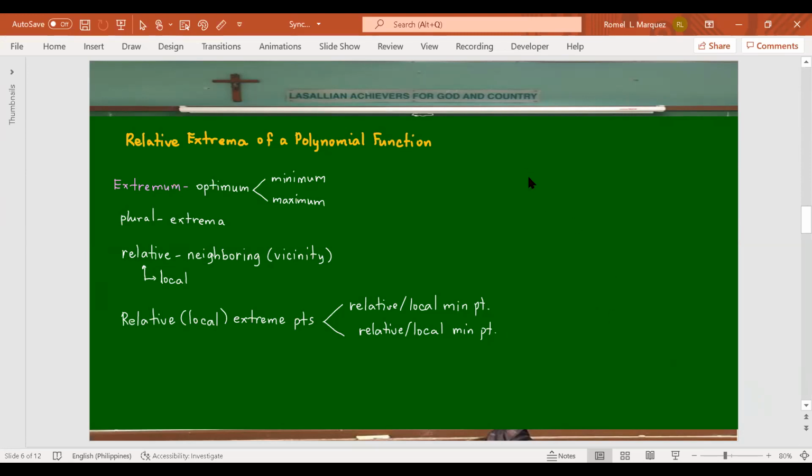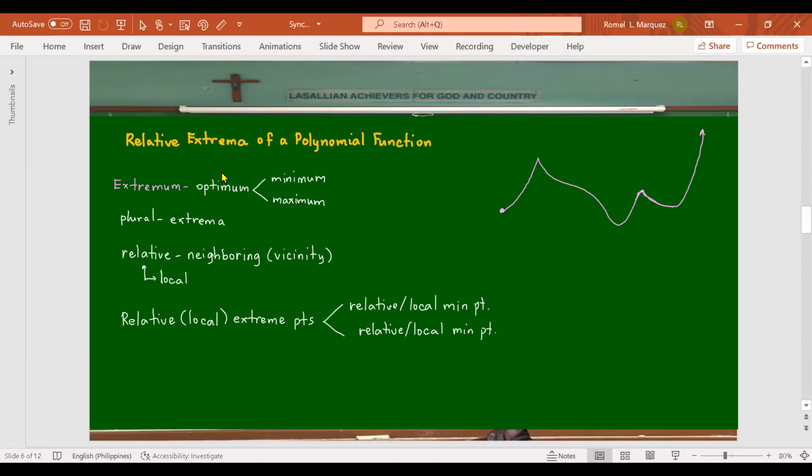Okay, so this is what it means. Let's say I have this particular curve, and then it goes here, and then goes there, and then goes here, and then goes there, and then goes here, and then goes again here.